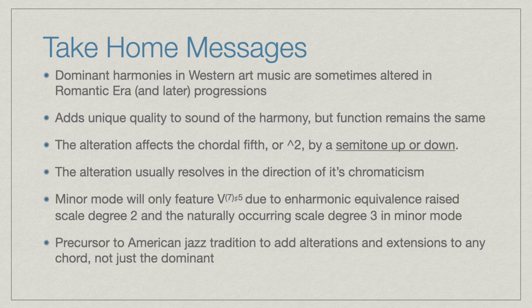What did we learn in this video? Well, we learned that composers in the 19th century and beyond began to experiment with new sounds while staying in the confines of tonal function. Dominant seventh chords have their chordal fifths altered up or down a semitone to create a dramatic effect. We are going to see this chromaticism resolve in the direction of its alteration, sharp going up and flat going down, respectively. Minor mode is going to be less likely to feature that 5-7 sharp 5 because of the enharmonic equivalence, which lessens the dramatic effect of the alteration.